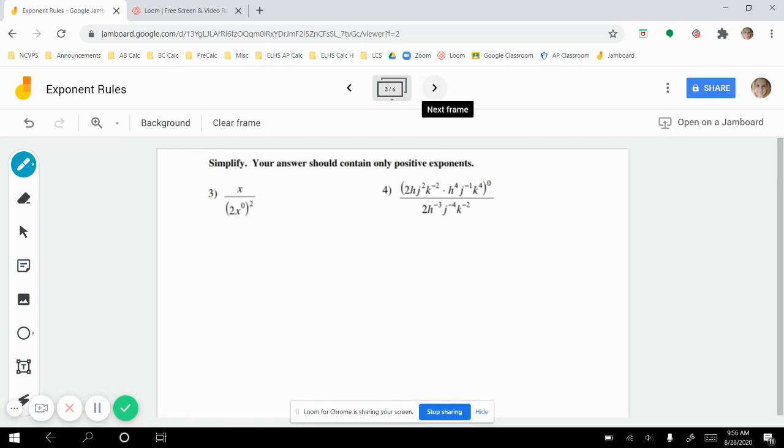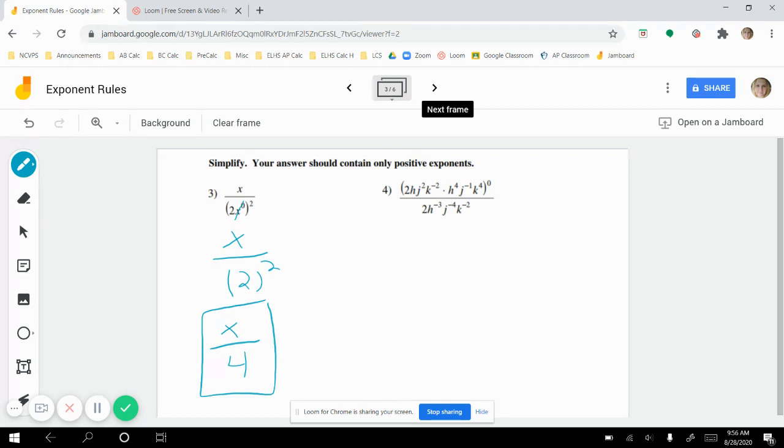Okay, let's try another one. This one, pretty simple and straightforward. Something we need to take care of first on the bottom. We have to square that out, but first, take a look. We have x to the 0 power. We said anything to the 0 power is 1, right? So it's like this is gone. It's just a 1. 2 times 1 is just 2. So on the bottom, we have 2 squared. So in order to simplify, 2 squared is just 4. So we end up with x over 4 as our answer here.